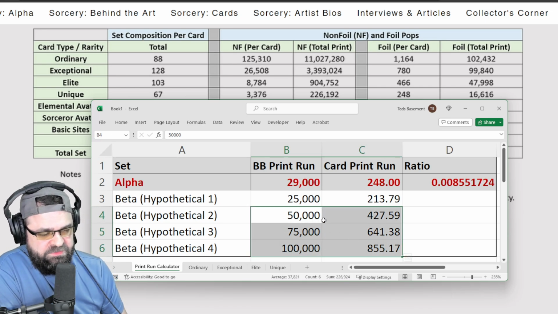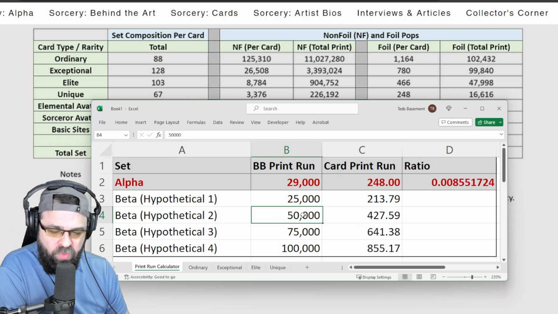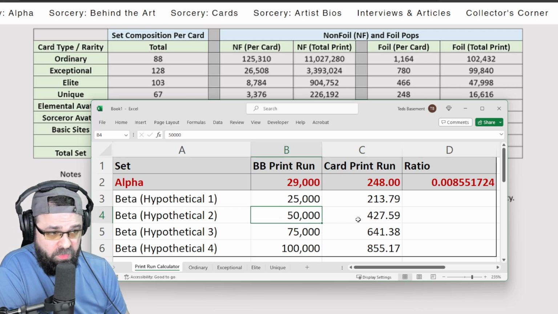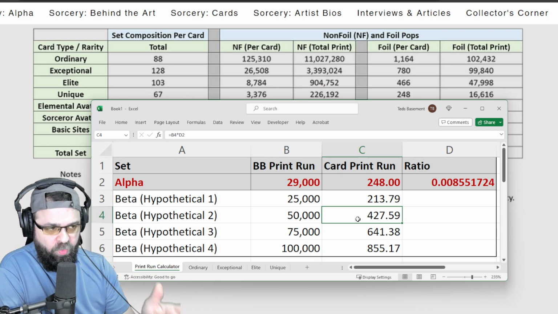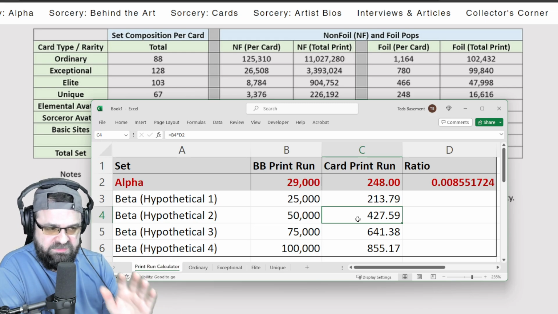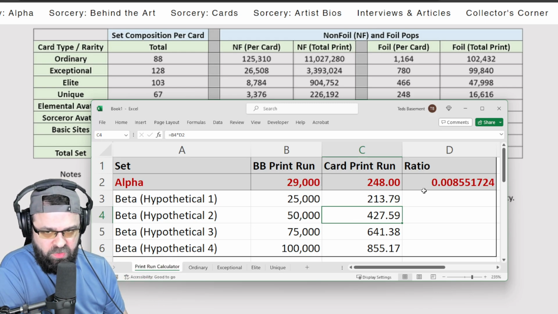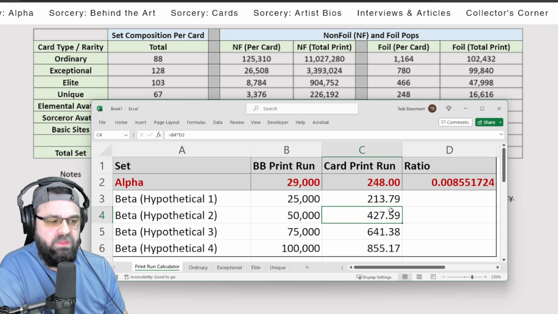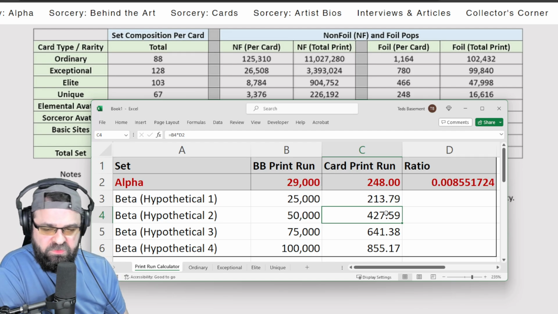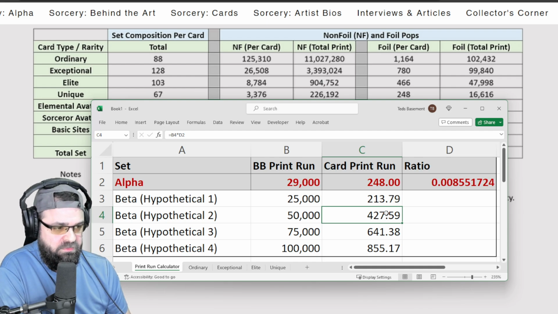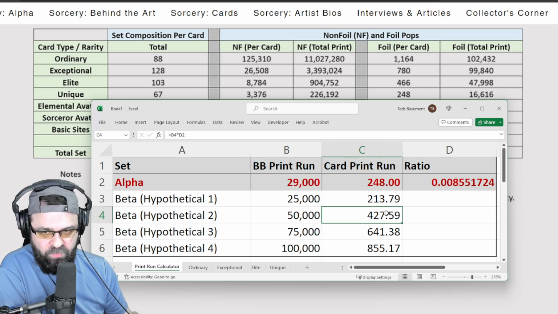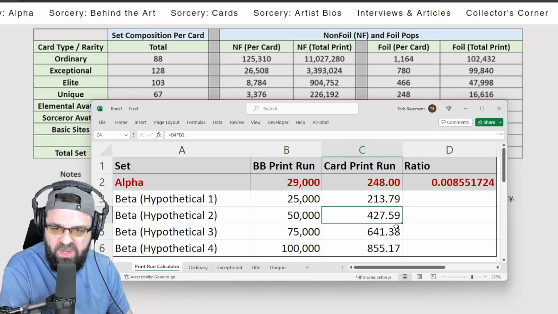So this is where we start saying, okay, if beta were a 50,000 booster box print run, and again, assuming that beta's foil to non-foil ratios are the same as alpha, because we're going off my alpha ratio here, you've only got 427 unique foils. That would mean those unique Philosopher's Stones, unique Cores, all the hot cards, anything that is a foil unique, there would only be 427. There's less than 500 in the world.